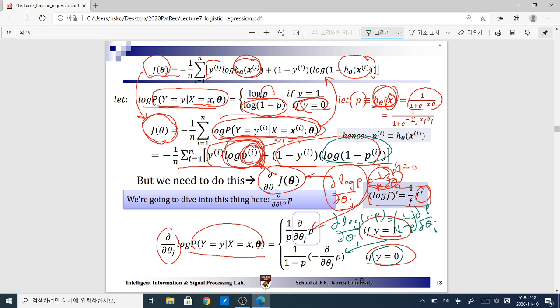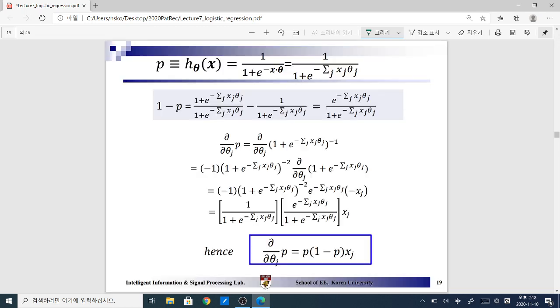So we have two cases: by taking the derivative of the whole thing, we divide it into taking the partial derivative of the first term as well as the partial derivative of the second term. The first term is for the label y equal to 1, and the second term is for the label equal to 0.